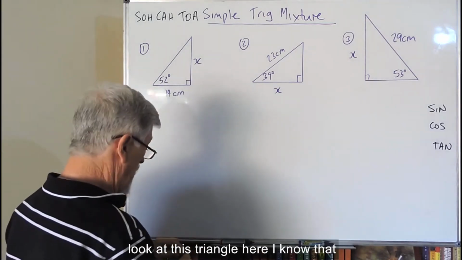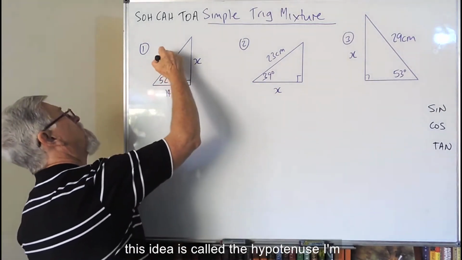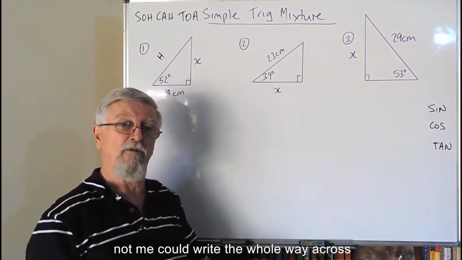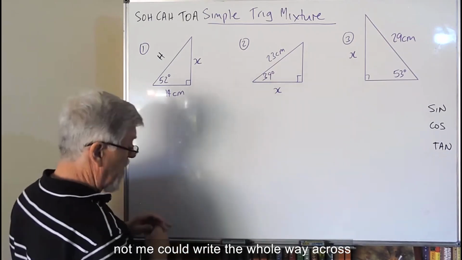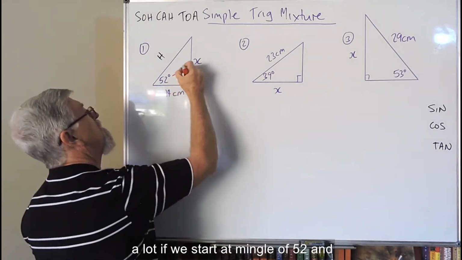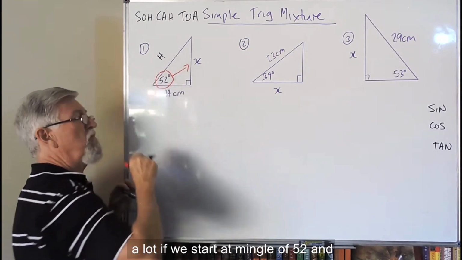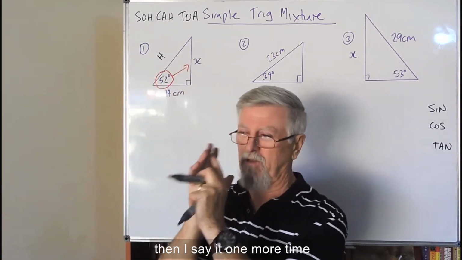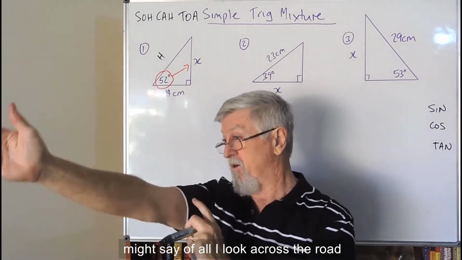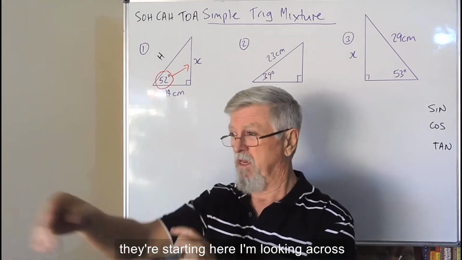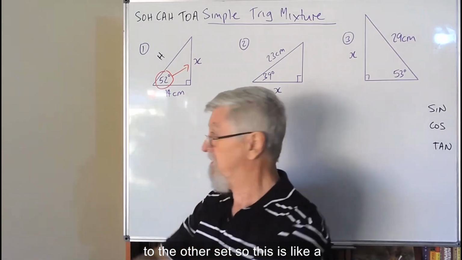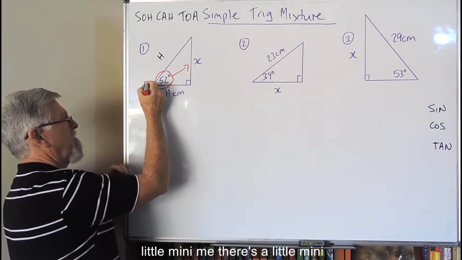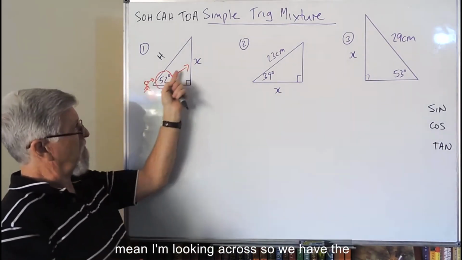So I look at this triangle here. I know that this side is called the hypotenuse. I'm just going to put H now for hypotenuse instead of writing the whole word. Going across from the 52, if we start at an angle of 52 and I look across, I see the opposite. I look across the road, I see the people opposite from me. So starting here, I'm looking across to the opposite. This is like a little mini me, and I'm looking across to where the X is.